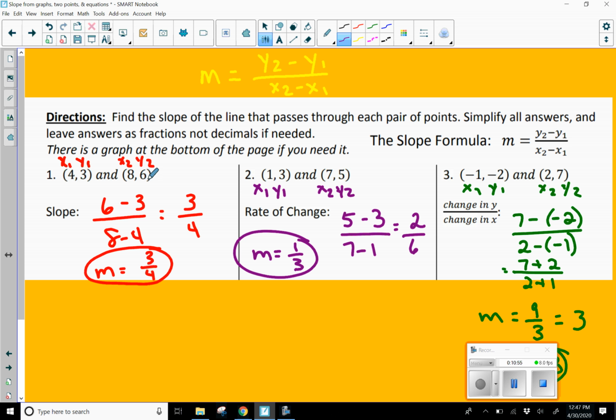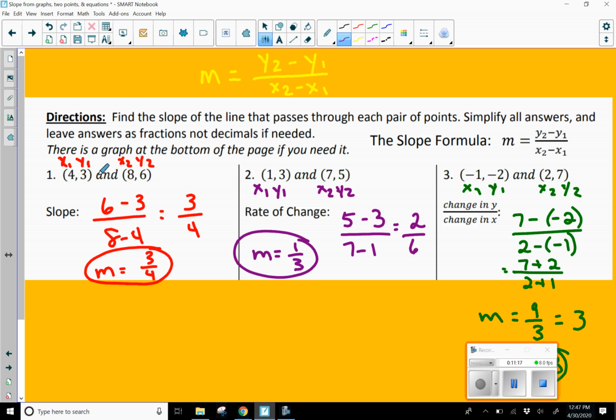So we've got y2 minus y1 is 6 minus 3. And then x2 minus x1 is 8 minus 4. So that leaves you with a slope of 3/4, which means your line is increasing because it's positive. And your vertical change would be 3, and your horizontal change would be 4. So you'd be going up 3 over 4, up 3 over 4.